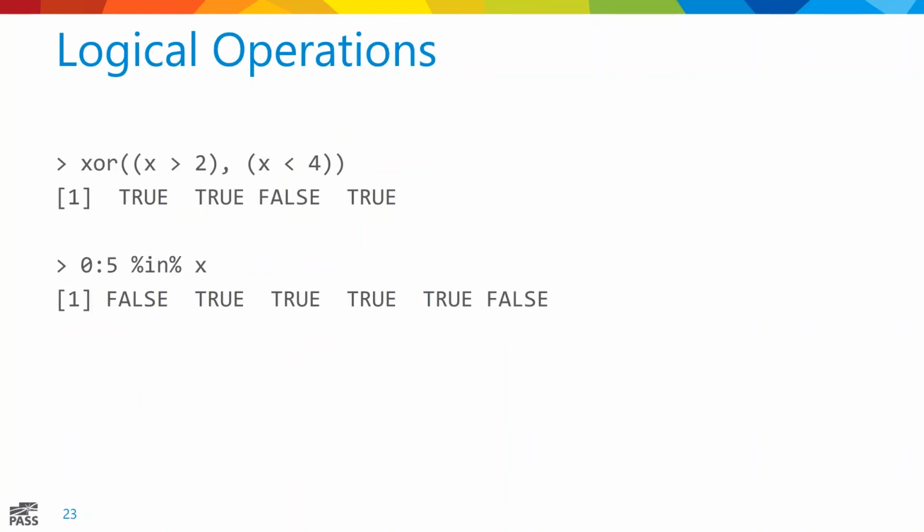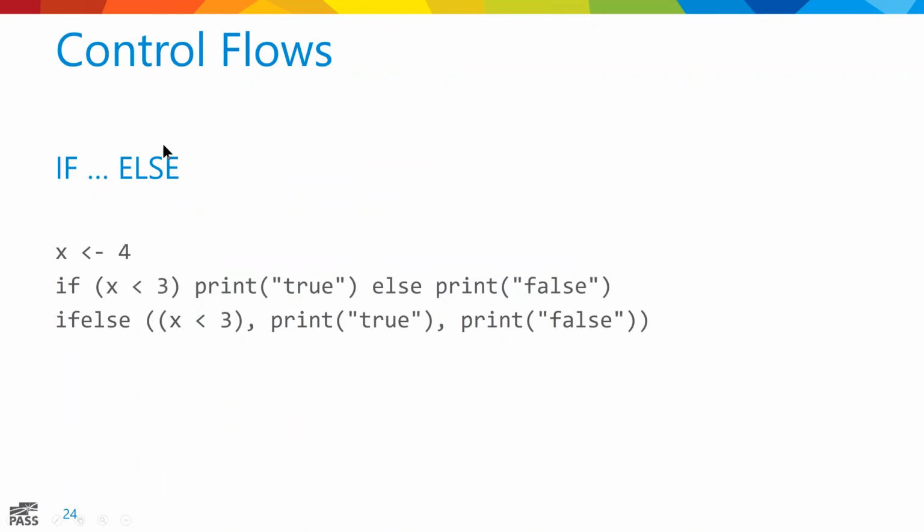So that's logical operations. Now control flow, like if-else. Like other programming languages, R obviously has if-else. If x is less than 3, print true, else print false. We also have this little shortcut where you can use ifelse, and here's your condition. So these two lines are the same; the only difference is I used the shortcut.